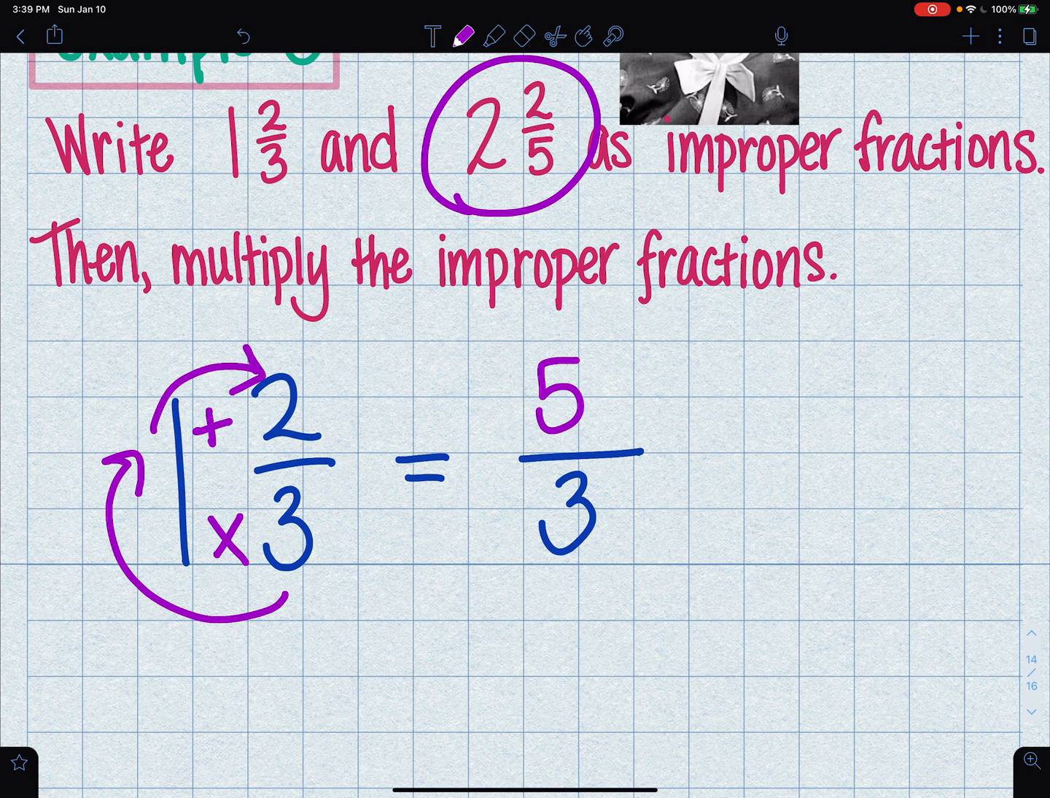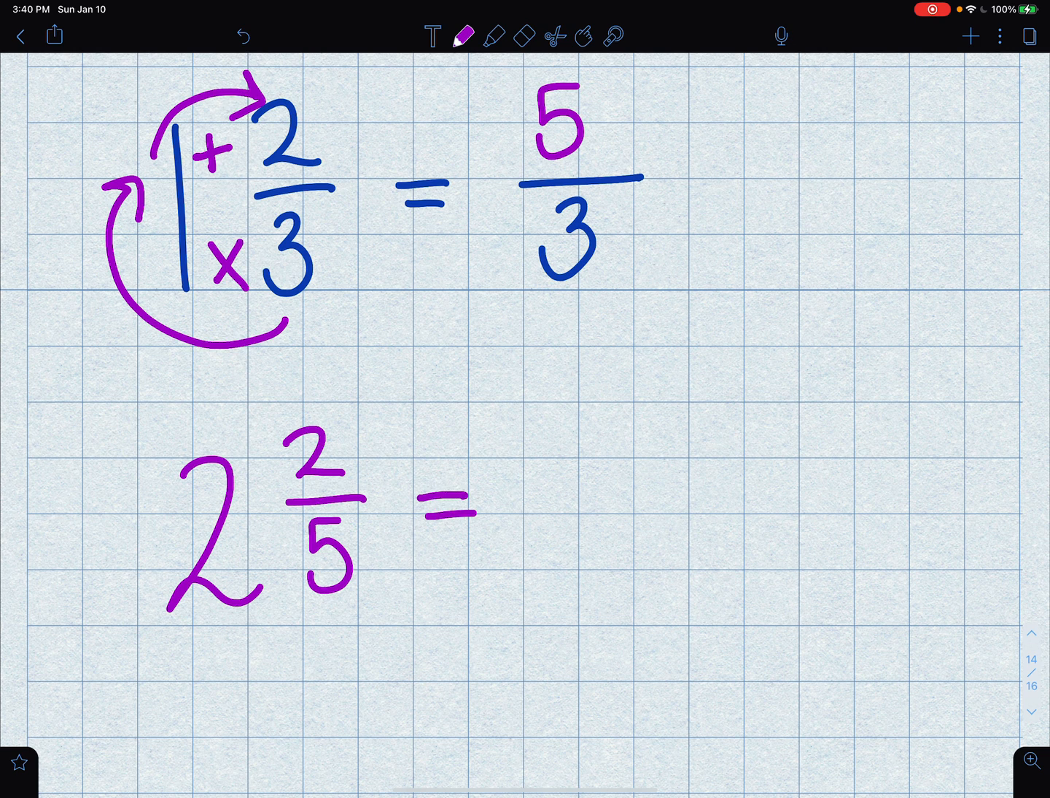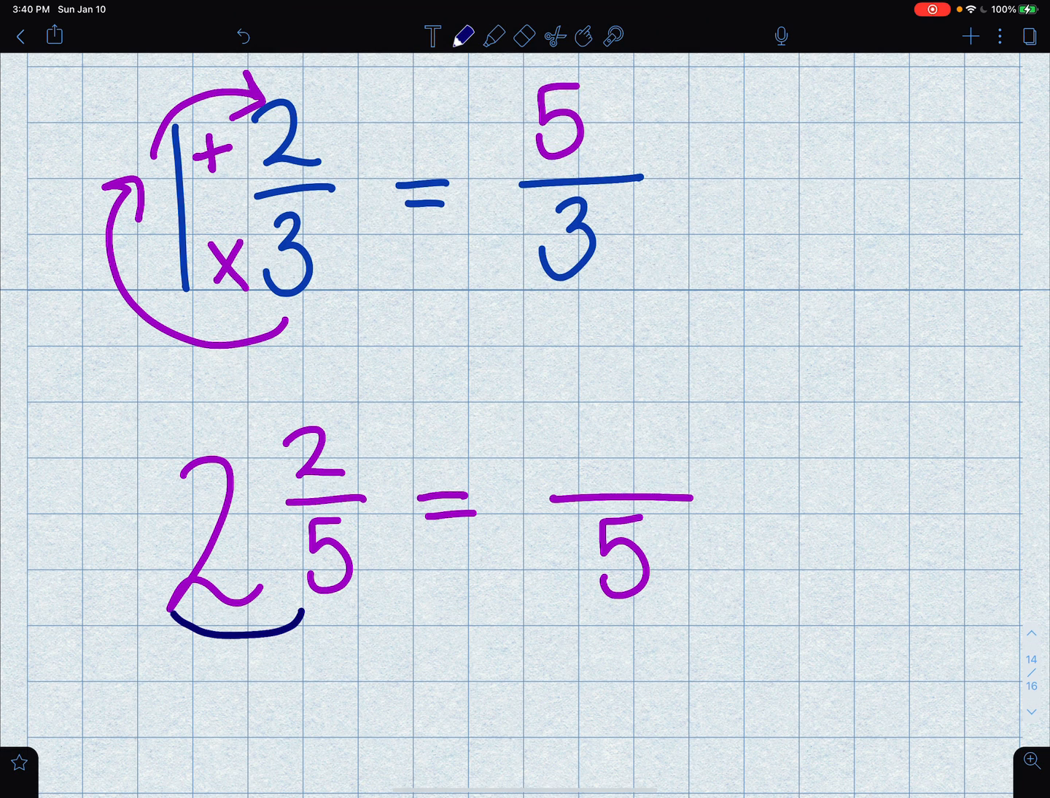2 2/5. Let's do that. So I'm going to write 2 2/5. Now I know the answer is going to be something over 5 because this denominator is 5. So we're going to do 5 times 2 is 10. Now we're going to add 2. 10 plus 2 is 12. So 2 2/5 is the same as 12 over 5.